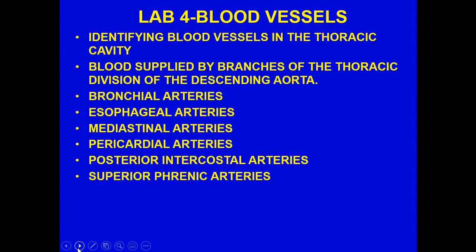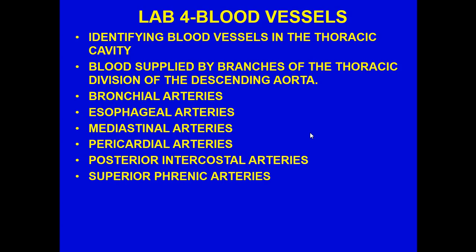So you want to keep in mind these structures. You want to identify other blood vessels that go into the thoracic cavity. This is where some of these videos are going to be very helpful as they follow models and give you some understanding of where these blood vessels are. The blood is supplied by branches of the thoracic division of the descending aorta.